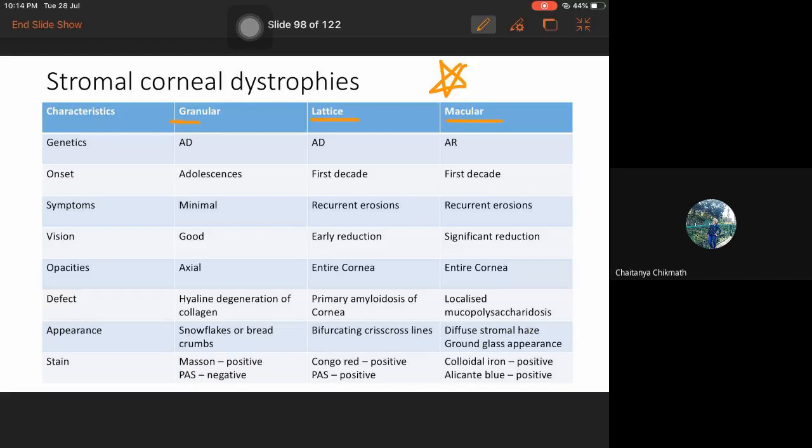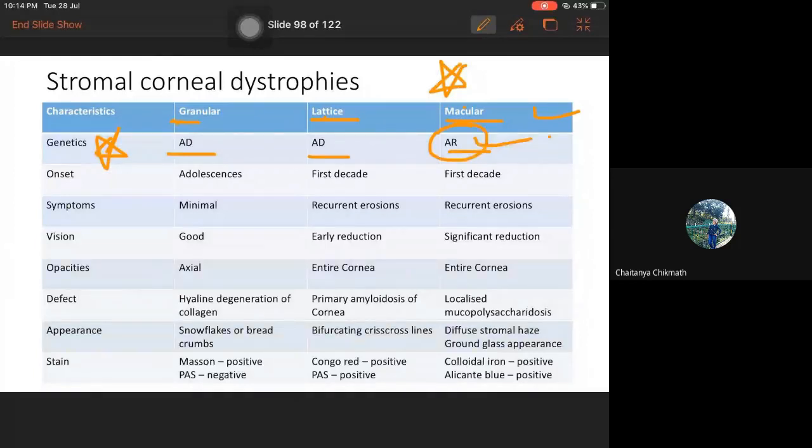Okay, what is the mode of inheritance? It's autosomal dominant, and autosomal recessive. Very easy to remember because the question has been asked regarding this. You start like this in alphabetical order: first granular, lattice, macular. Similarly, in alphabetical order, autosomal recessive will be the last one. Hopefully you can remember it like this.